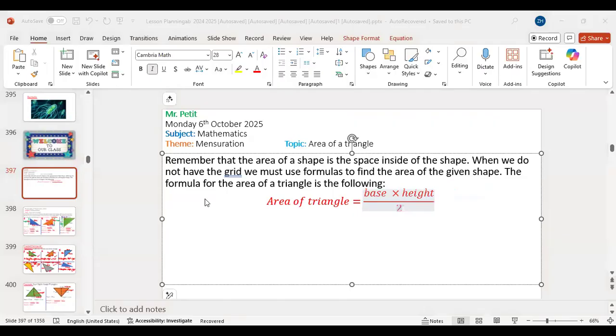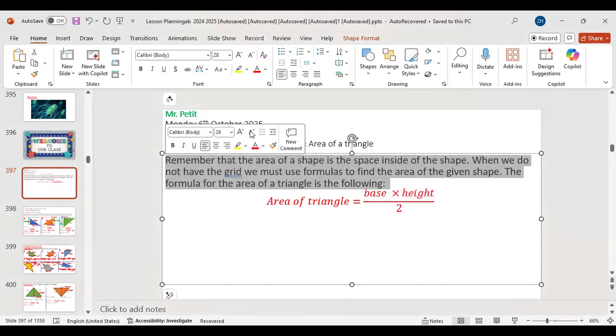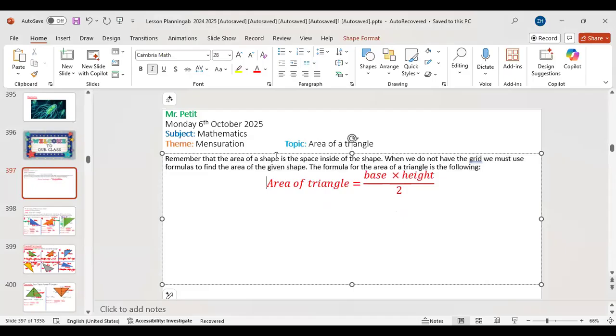All right, so this is the formula for the area of a triangle: base times height divided by 2. All right, that's the formula. And so we're going to be looking at some questions dealing with that.